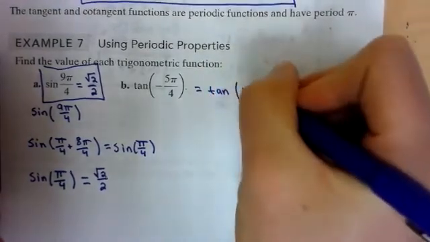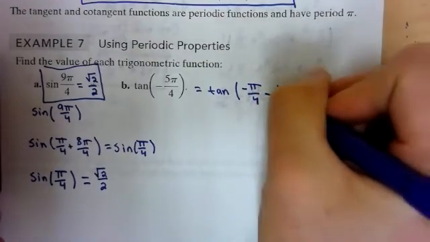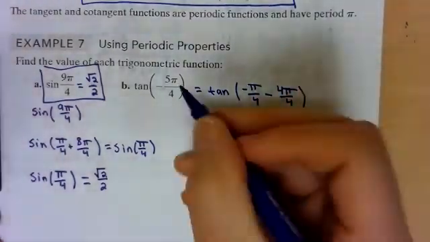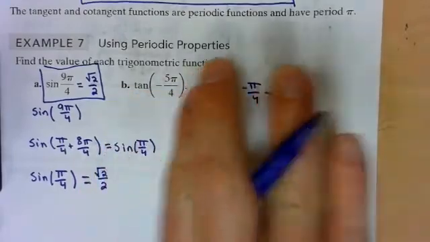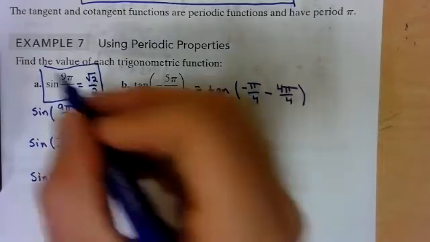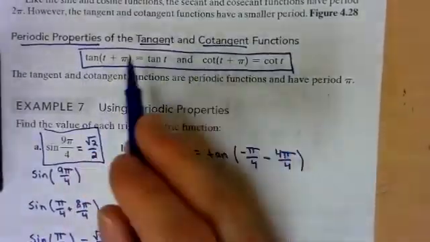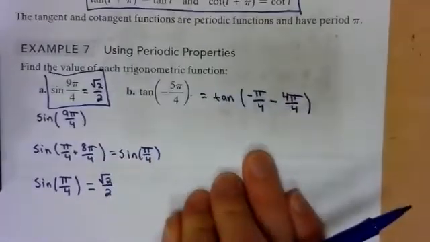We're going to call this negative pi over 4, and we're subtracting away 4 pi over 4. Right? So really, I'm just finding a way, how can I get rid of 1 pi? And why is it 1 pi as opposed to 2 pi? Because of the periodic properties of tangent and cotangent. They repeat every pi, okay?